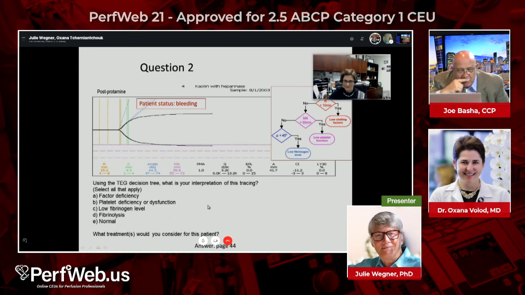Okay, I'm going to go with A, factor deficiency. All right. Select all that apply. So that's the R value is too long. Right.